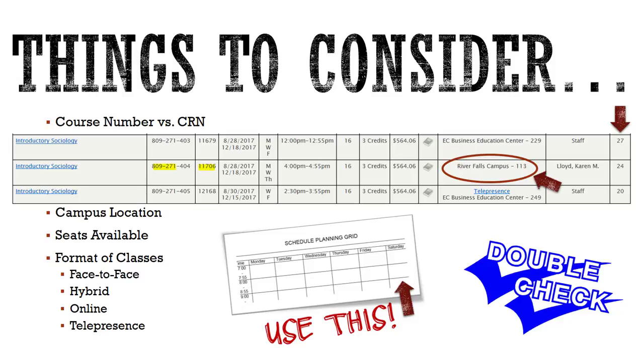You will also want to consider what format the classes are taught in. How do you learn best? Face-to-face is a traditional classroom setting where you'll come to campus for each class hour. Hybrid classes include 1 or 2 days a week where you come to campus for class, but the other half of the work can be done online. Online classes are convenient, but sometimes take more time than face-to-face classes. Telepresence classes are live classes where the instructor is teaching to multiple campuses at one time through telepresence technology in the classrooms.